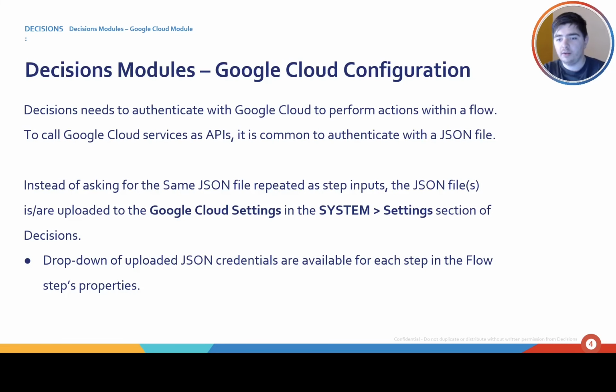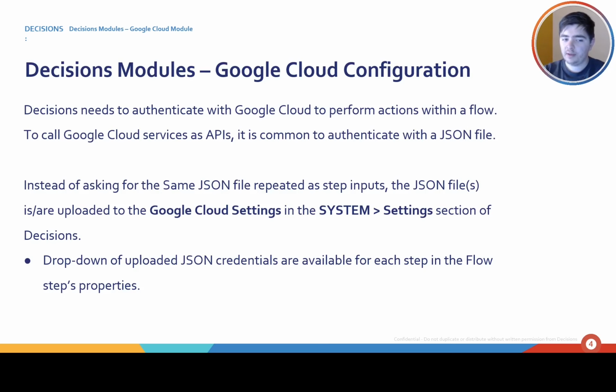So when you first install this module from the features page in Decisions, you will have to make sure that you have a way to authenticate these services. This is typically done through a JSON file. This JSON file is something that you should be able to fetch from Google Cloud Services itself and use as a way to authenticate Decisions to utilize these services.